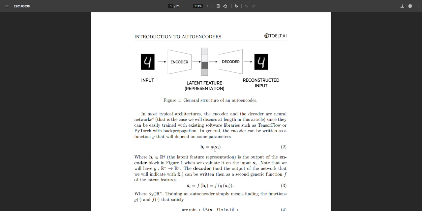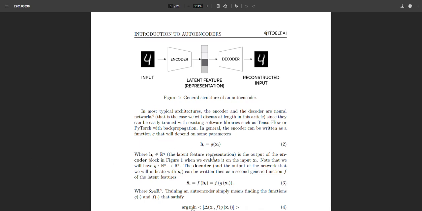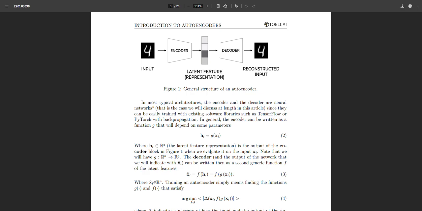To formalize the architecture we just talked about, the encoder and decoder are typically implemented as neural networks. The encoder can be represented as a function g, which takes the input vector xi and maps it to the latent space or latent feature representation hi. Here, the input xi is in the real number form and the latent representation hi is in a lower dimensional space. The encoder maps from n dimension to q dimension.